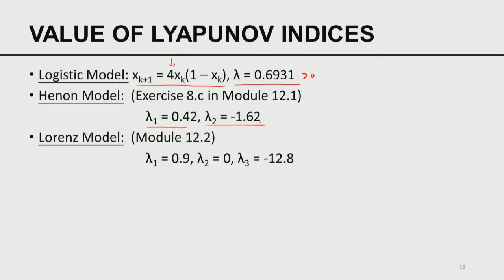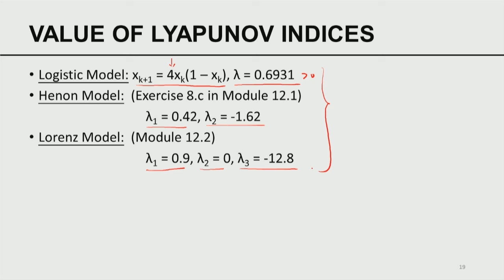For the Lorenz model, I already talked about it. The first one is 0.9, the second one is 0, and the last one is this. So these are some of the examples of simple systems. There is a difference between the properties of these. The logistic model is a discrete time model that tries to capture some of the principles of population dynamics. The Henon model is a mathematically oriented model. It may not correspond to any particular physical system.